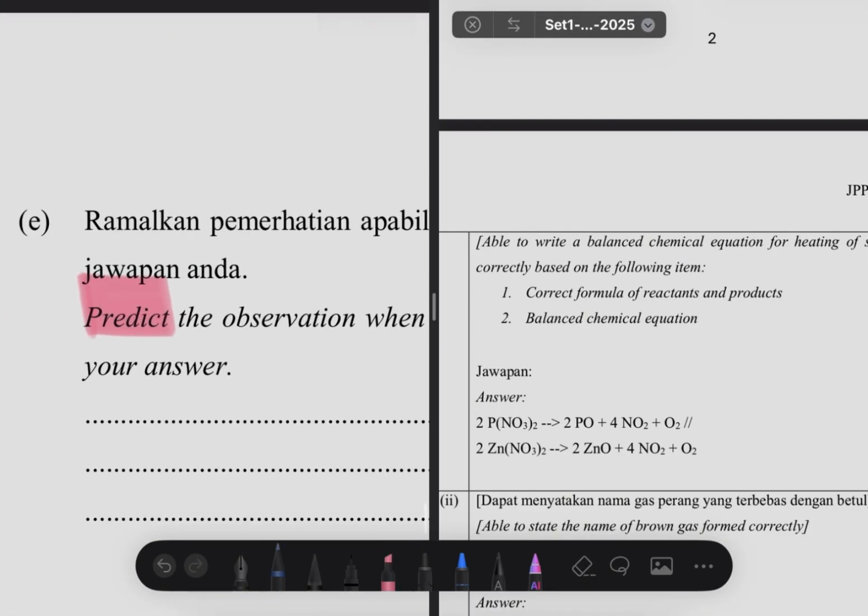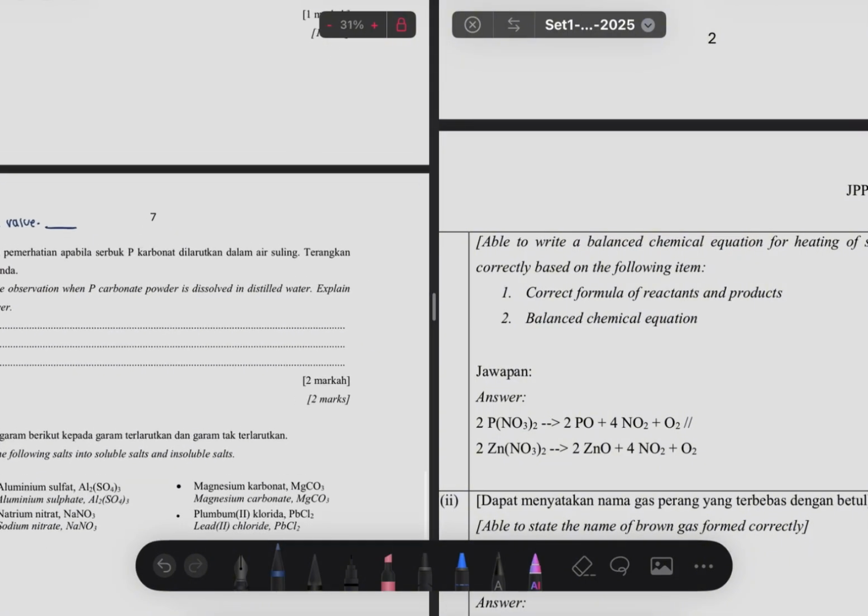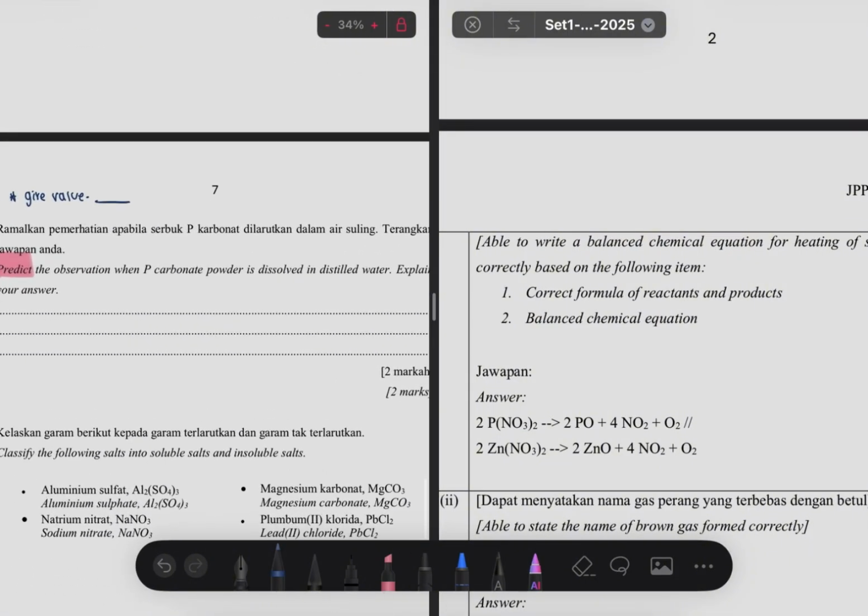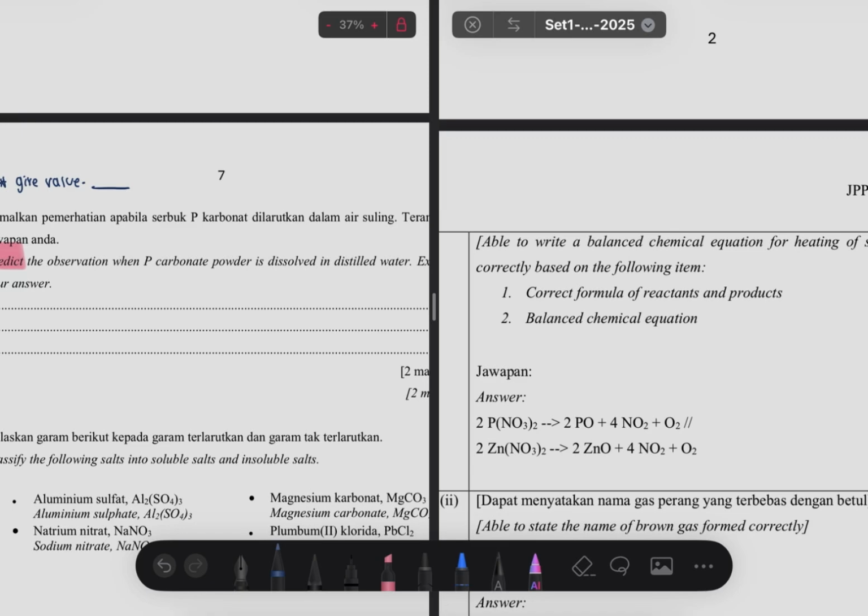Okay, for prediction, for chemistry, if it's not theoretical, we must always give the value. Don't say increases, decreases. We have to always state what is the value. So predict the observation when P carbonate powder is dissolved in water. Okay, this is something that does not require a value. Like if they ask us for thermochemistry and they say, what happens to the temperature change when sulfuric acid is replaced by hydrochloric acid? So we have to either mention double or we give the value of the temperature change when doubled. But this one no need.